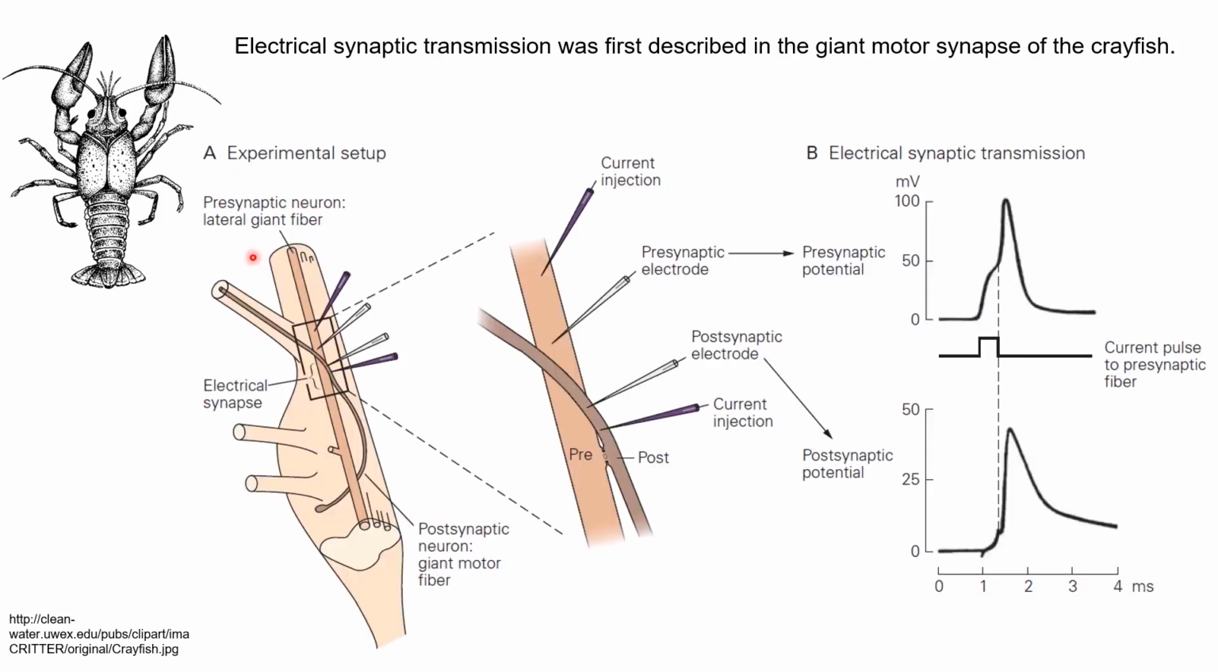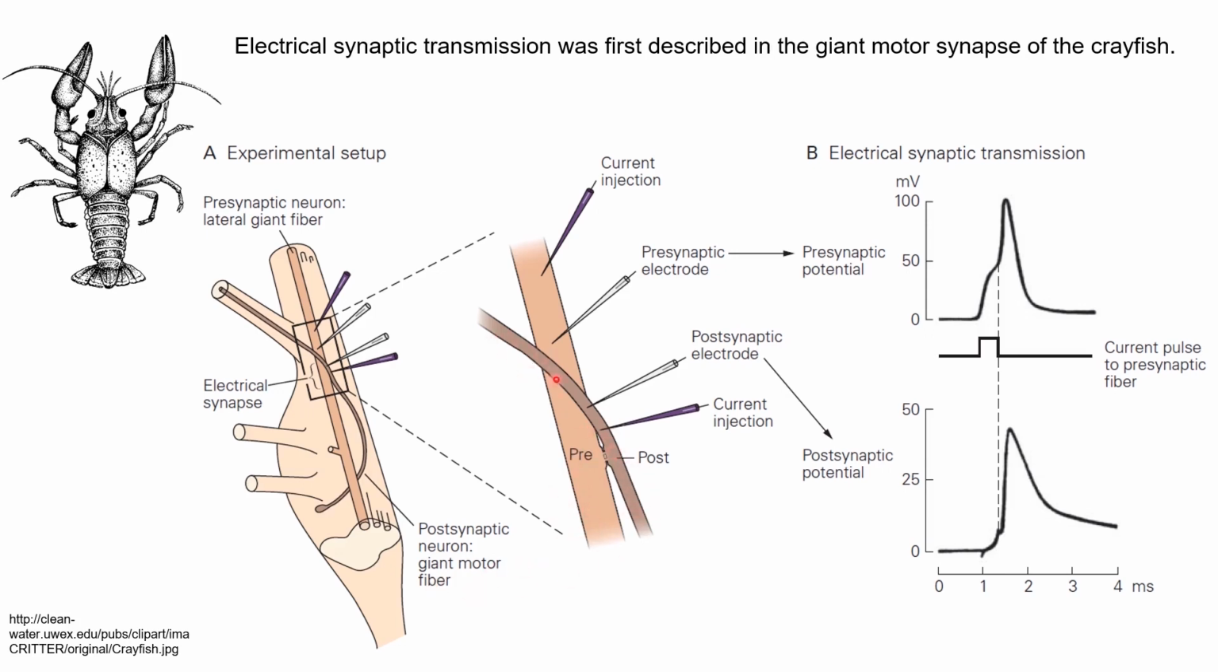So here is a schematic of the neurons between which the electrical synapses were found. One of these neurons is called the lateral giant fiber, shown here, and the other is a motor neuron called the giant motor fiber, shown here. And these two neurons form a synapse here, which is zoomed in. So this is the zoomed in image. So they form a synapse here. The lateral giant fiber is the presynaptic neuron, and the giant motor fiber is the postsynaptic neuron in the darker color here.